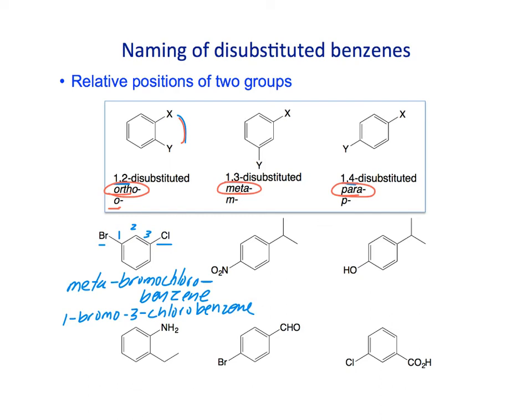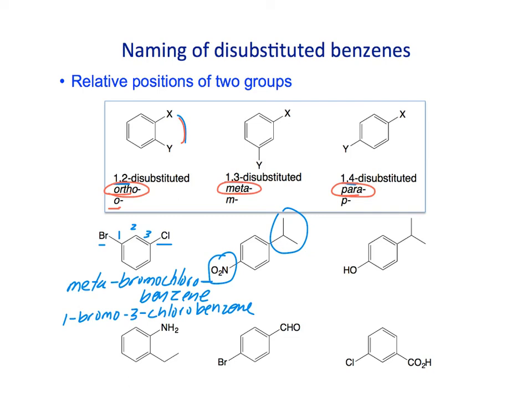The next one, I'm not going to write it out. We have an isopropyl and a nitro, so it would be para-isopropylnitrobenzene. It just tells us those two groups are in a 1,4 arrangement.